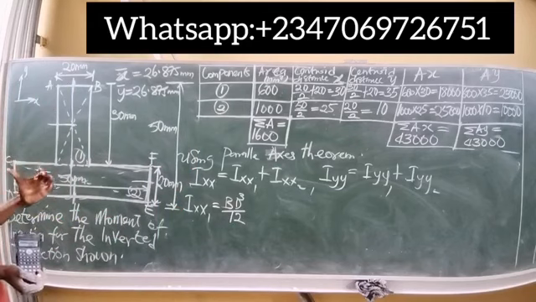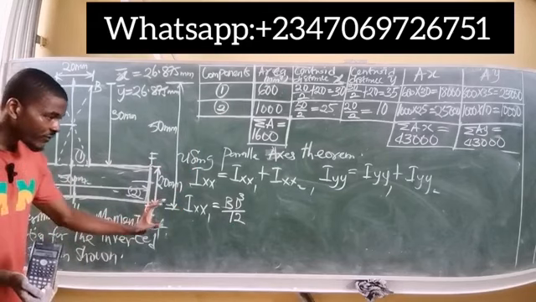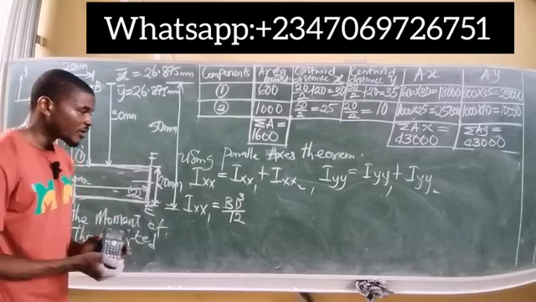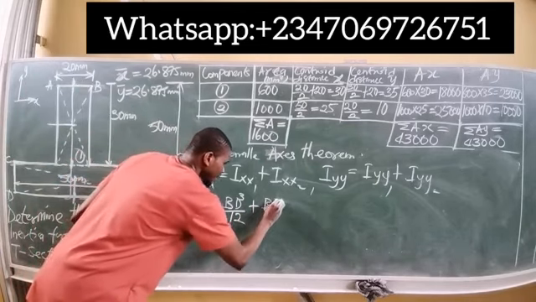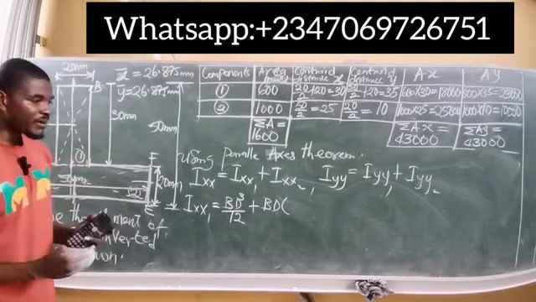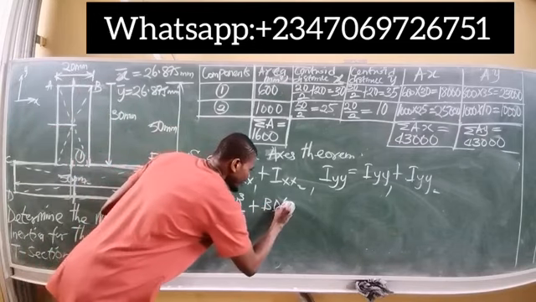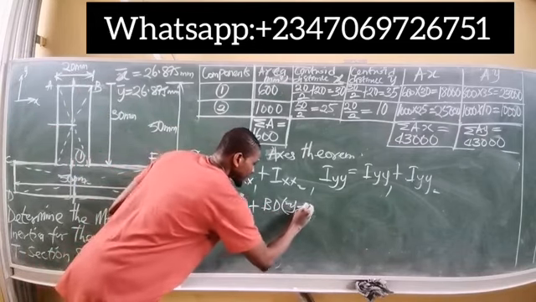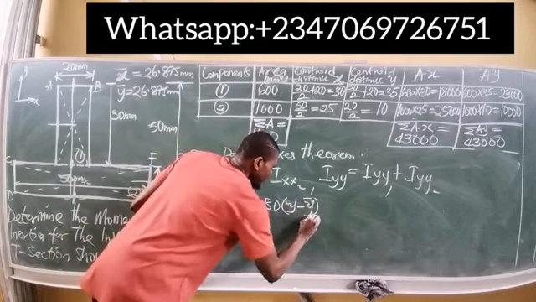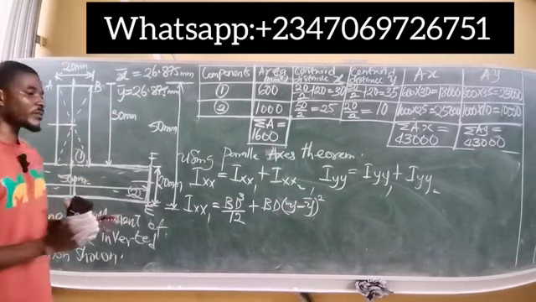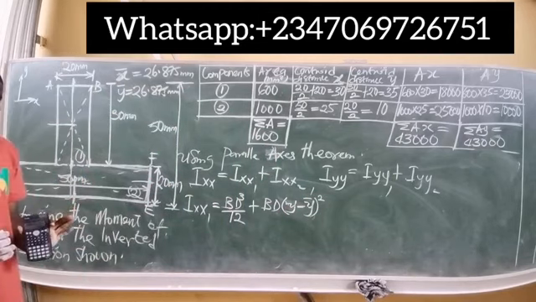But now we have a composite section. So for the first shape, we have bd cubed over 12 plus the width b times depth, now multiplied by the central distance y, subtracting the centroid y, and then squaring this bracket. So this will be the moment of inertia for the first shape.